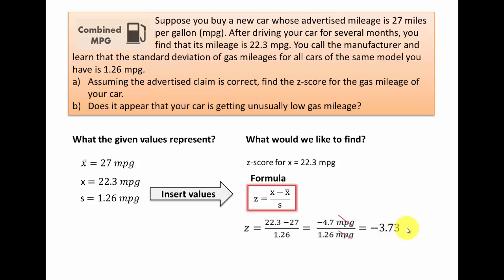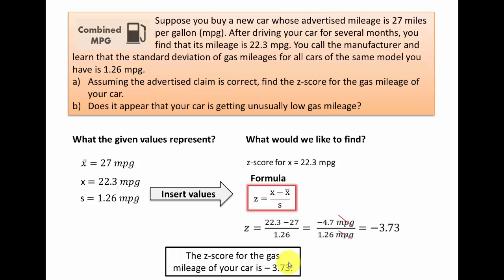Notice that the mpg units got cancelled. This shows us that the z-score is free of measurement units, or in other words, that z-scores are standard values. In conclusion, the z-score for the gas mileage of your car is negative 3.73.